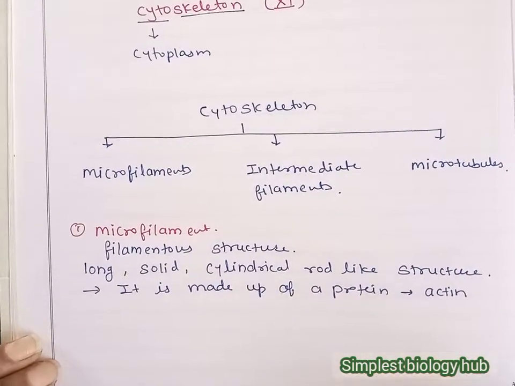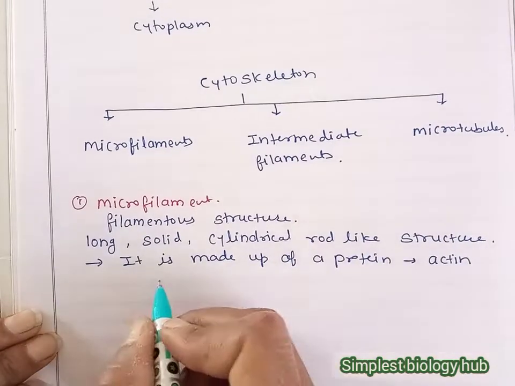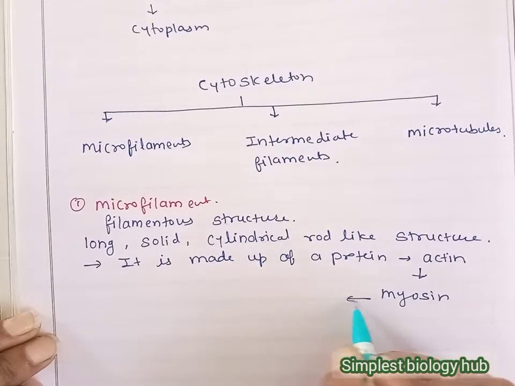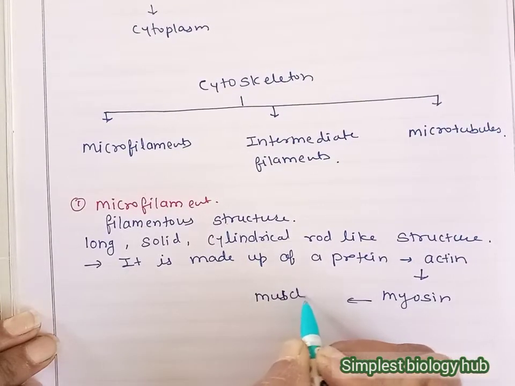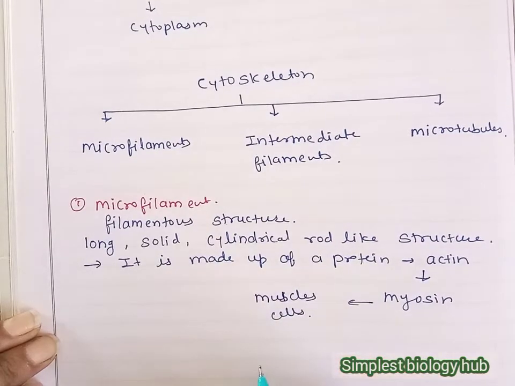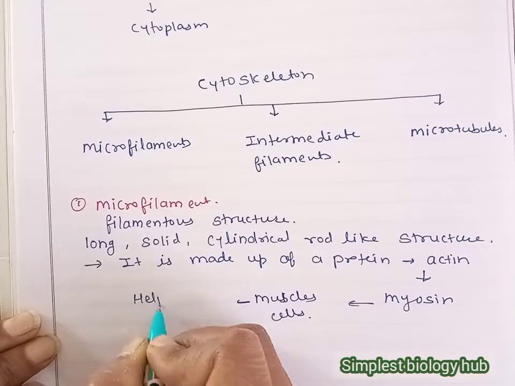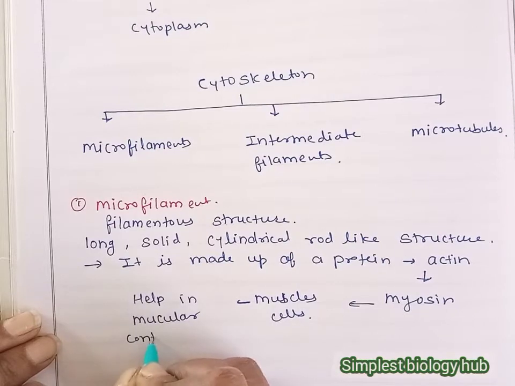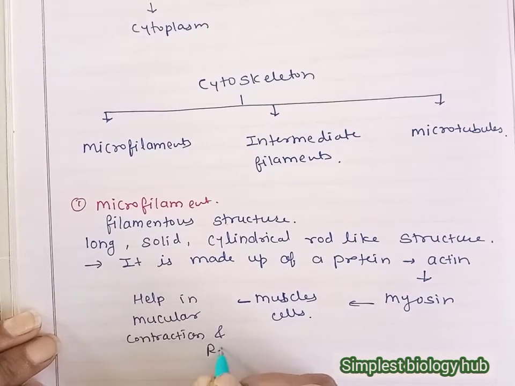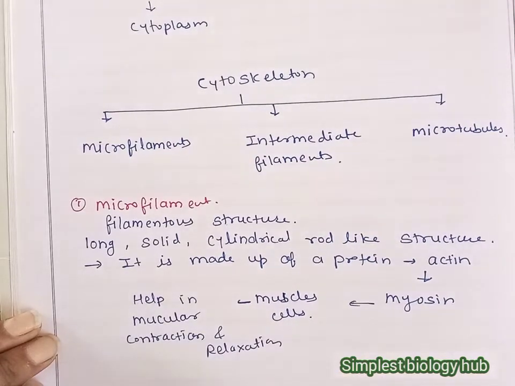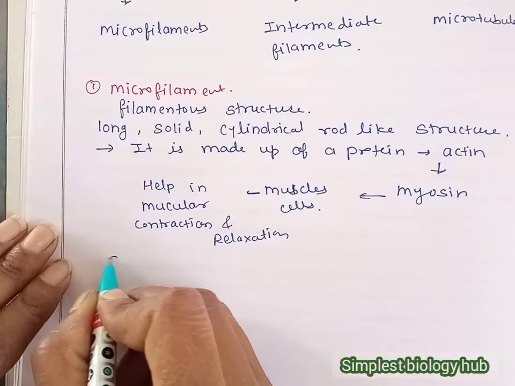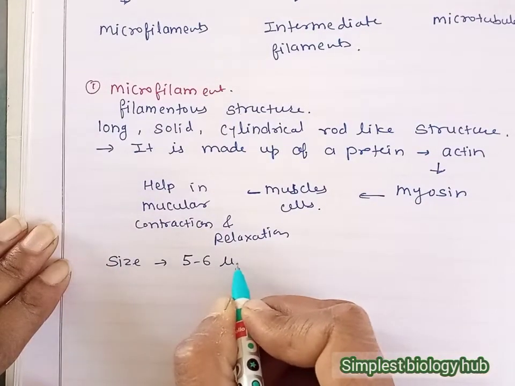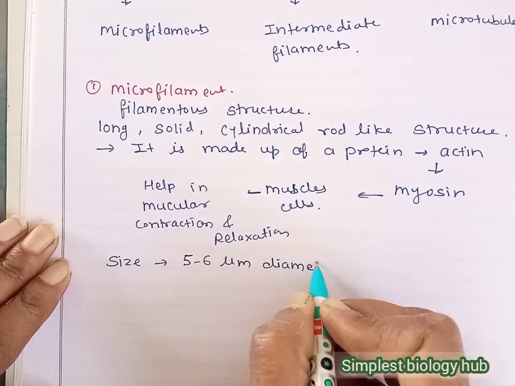Actin protein is not found alone, it is always found with another protein that we call myosin protein, and both actin and myosin are part of the muscle cell. These proteins help in muscular contraction and relaxation. According to their size, or diameter, it is about 5 to 6 μm in diameter, meaning these are very thin.